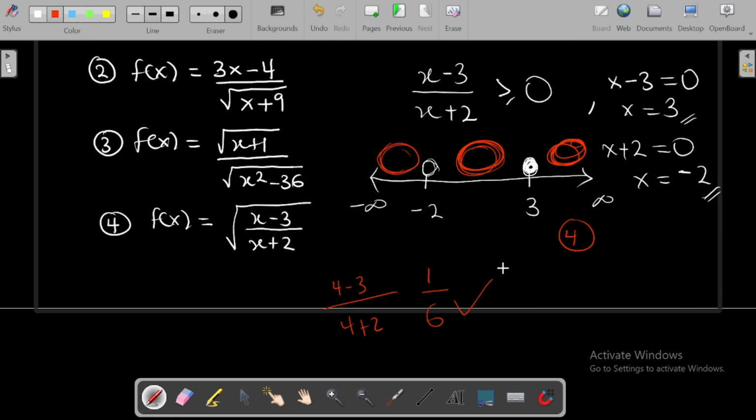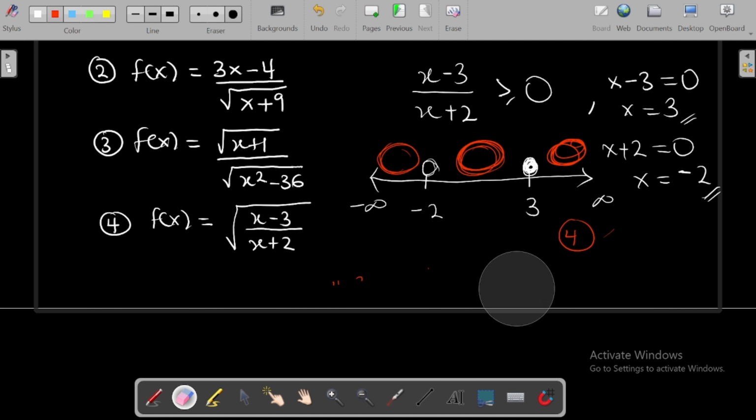So it means that this region satisfies the equation, so this region is correct. Okay, so that's the first thing you need to take note of. So this region is correct, because the value that we had is greater than or equal to 0.